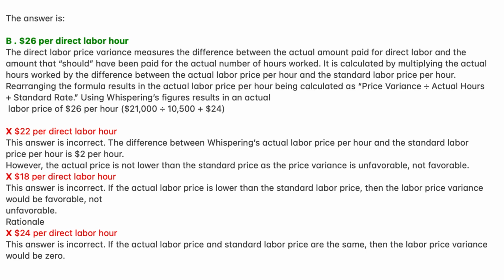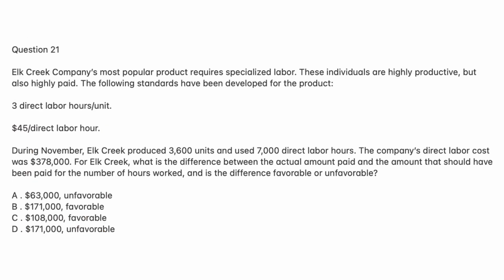Question 21. Elk Creek Company's most popular product requires specialized labor. These individuals are highly productive, but also highly paid. The following standards have been developed for the product. 3 direct labor hours per unit. $45 per direct labor hour.